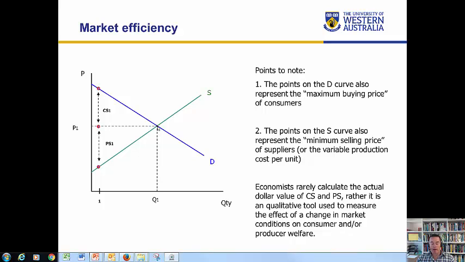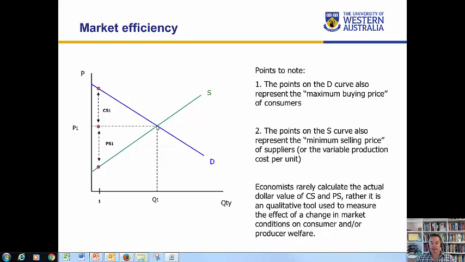If we go beyond Q1, for whatever reason, let's just say that the government came along and told this market it needed to produce more than Q1, the problem with that is that the marginal cost of producing those units beyond Q1, given by the points along the supply curve, actually exceed the value of those units to consumers. So we're actually spending more money to produce those units beyond Q1 than those units are worth to consumers. It makes no sense to produce beyond Q1 at all. So Q1 is the right output level.